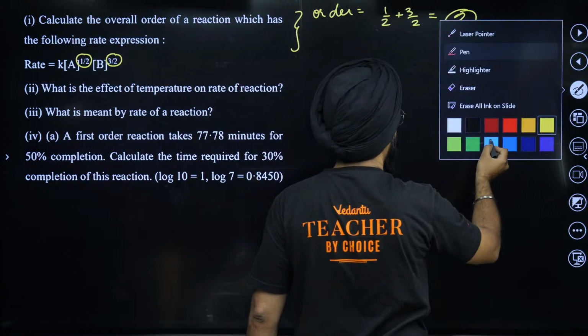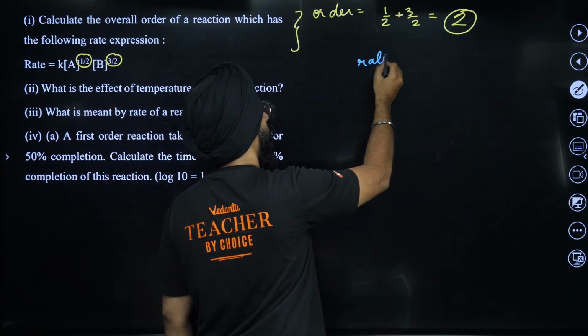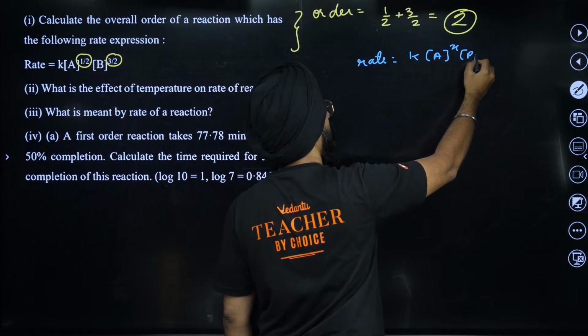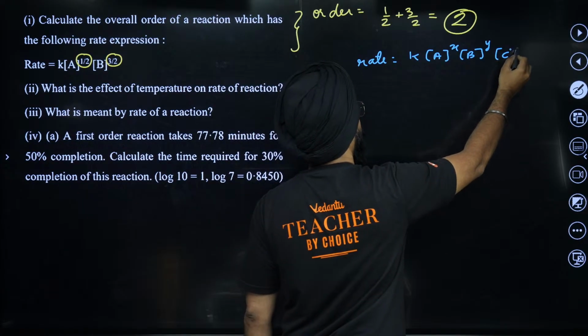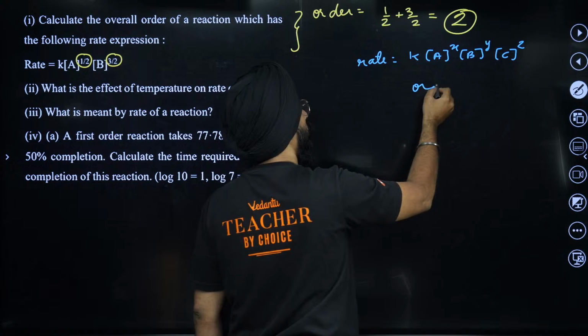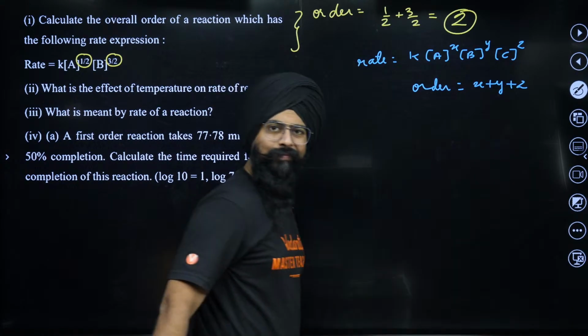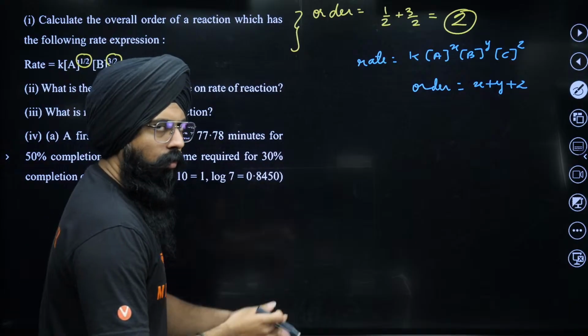Yeah. So, whenever your rate equation looks like this, A times X, B times Y, C times Z, your order of the reaction is equal to X plus Y plus Z. So just the sum of the powers is known as the order of the reaction.